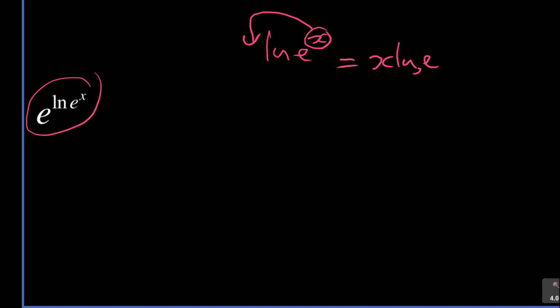But don't forget the base for e, we're going to cover it later. There is a base there. So ln e is equal to 1. So here you've got x times 1, and the answer here is x.